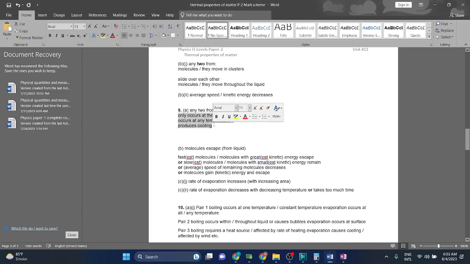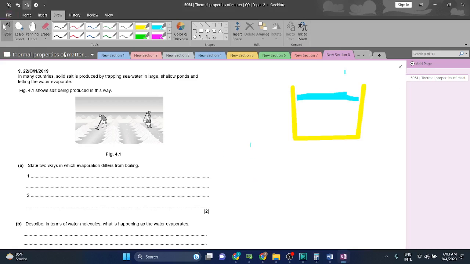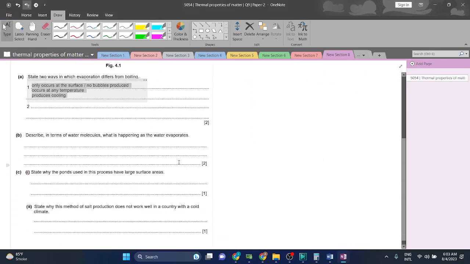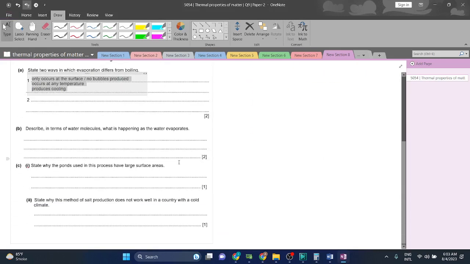Let's copy this and paste it here. Let's move ahead. Describe in terms of water molecules what is happening as the water evaporates.